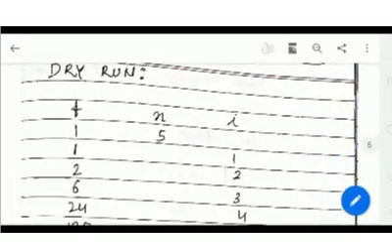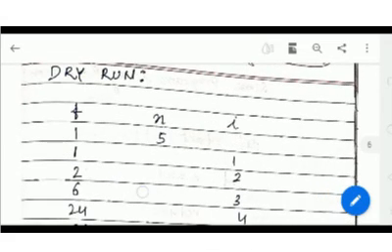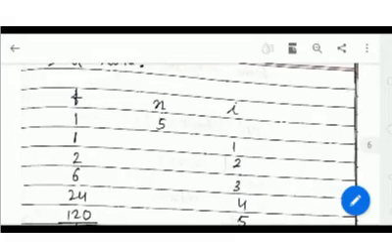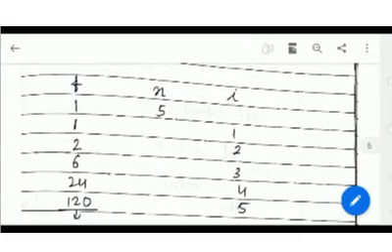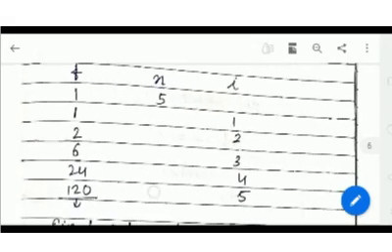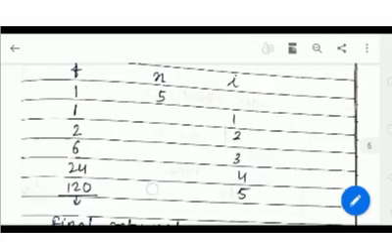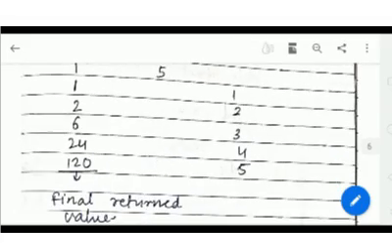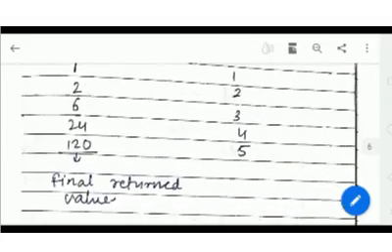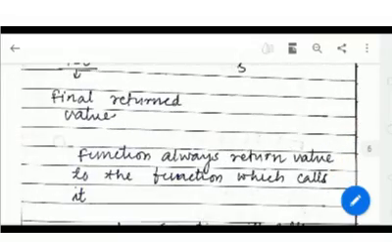If I explain this example with a dry run, we have three variables f, n and i. n is 5 and f is 1. i is running from 1 to 5, and f is multiplied with i, so the values that will be stored in f will be 1 into 1, 1 into 2, 2, 2 into 3, 6, 6 into 4, 24, and the final is 120. That will be returned to the function.